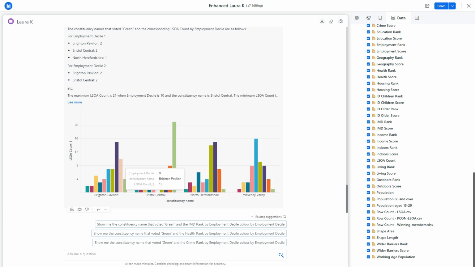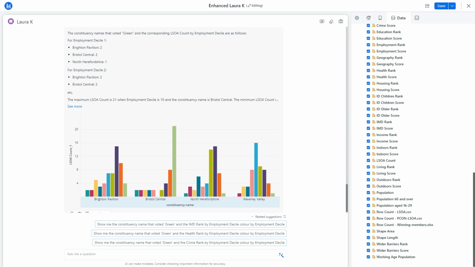We can see a trend between what are city-based constituencies like Brighton and Bristol, and the more rural ones where the spread of LSOA is slightly greater, but generally skewed towards the higher deciles.